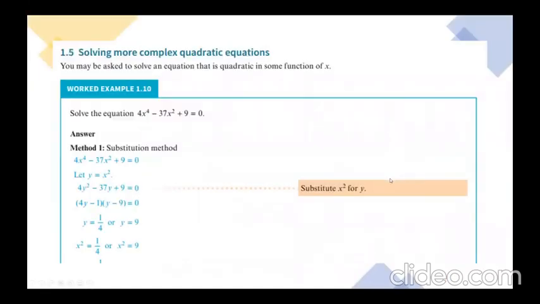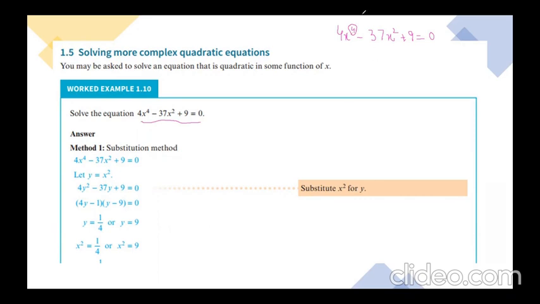Let's do it. For example, solve 4x to the power 4 minus 37x square plus 9 equals to 0. So 4x^4 minus 37x square plus 9 equals to 0. First, you analyze that the highest power is now 4. In the previous lecture, the highest power must be of degree 2.